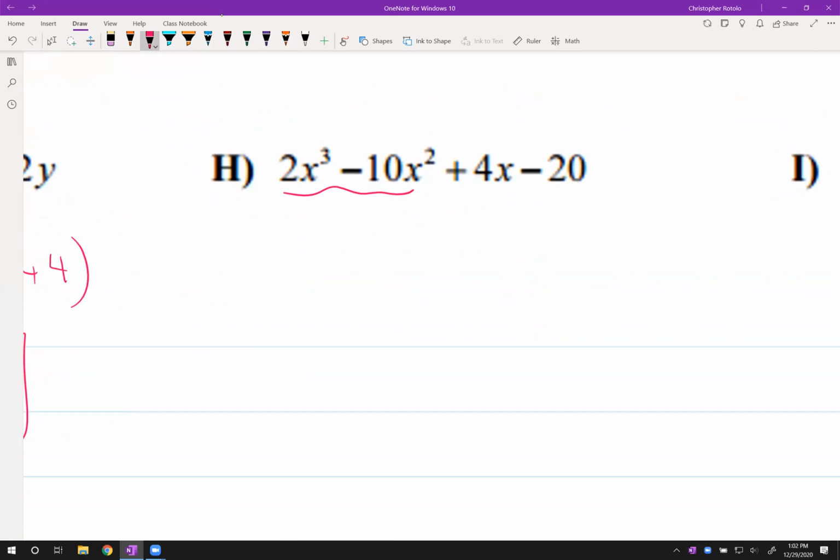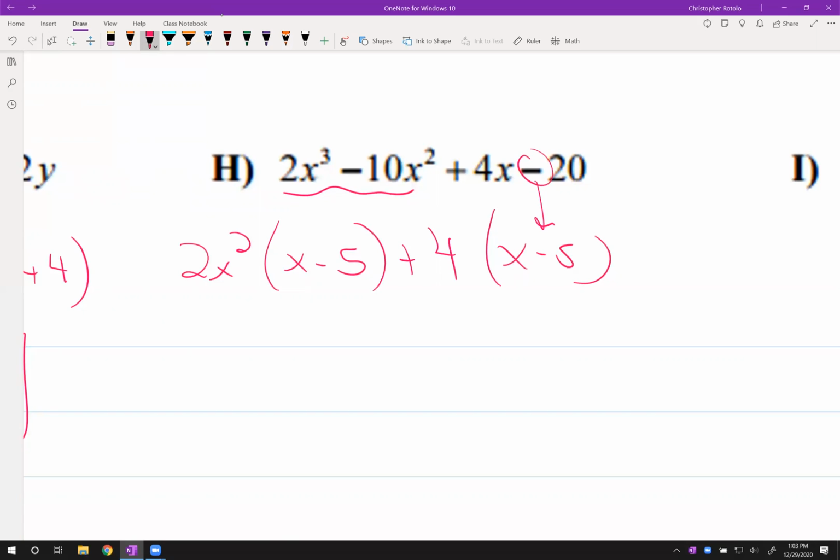Here we go. 2 and 10. All right, so 2 it is. X cubed, x squared, so it's x squared. So I get an x minus 5. Leave some space, x minus 5. I have some different signs, so I'm just going to double check here. That has to stay the same, so I'm going to put a plus in here. 4 and 20, that's a 4. So here we have 2x squared plus 4 and x minus 5.